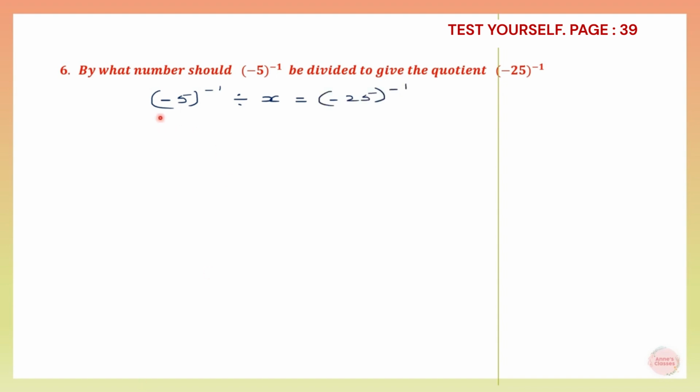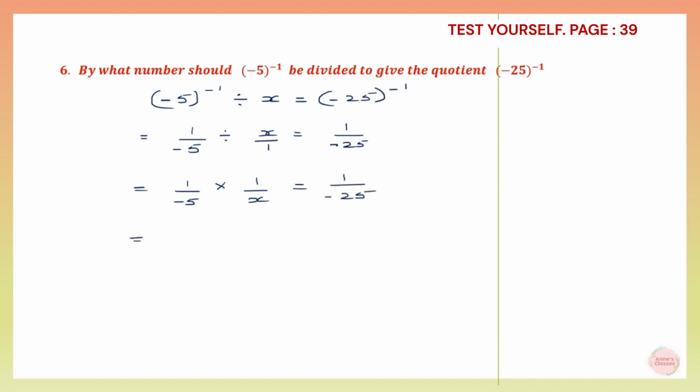Now let's work on this side first. So here we have minus 5 raised to the power of minus 1. Let's make this a positive power by writing the reciprocal. So this becomes 1 by minus 5. Okay, and this is division, divided by x, which is equal to, here also let's write the reciprocal. So minus 25 becomes 1 by minus 25. Now the power is positive 1. Okay, now here 1 by minus 5, let's change this division to multiplication. So this becomes multiplication. That means we write the reciprocal of x by 1, which becomes 1 by x, and this is equal to 1 by minus 25.